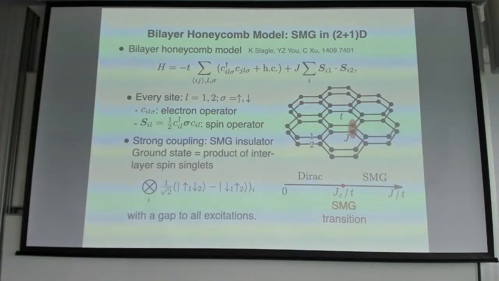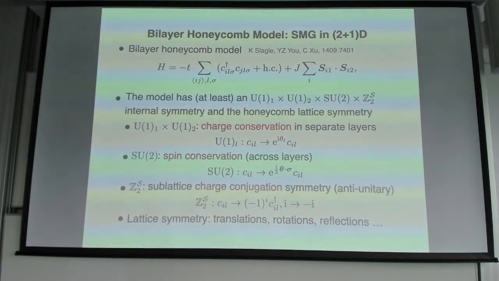You can turn on spin-spin interaction also to stabilize the SMG ground state. And in that large J limit, the ground state of the system is just a product state of spin singlets across the bond, across the layer, throughout the system. And then you can show this state is a unique ground state. It has a gap to all excitations, and it also preserves all the symmetries. I haven't mentioned what the symmetries are.